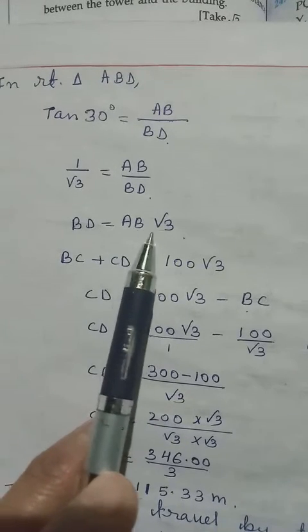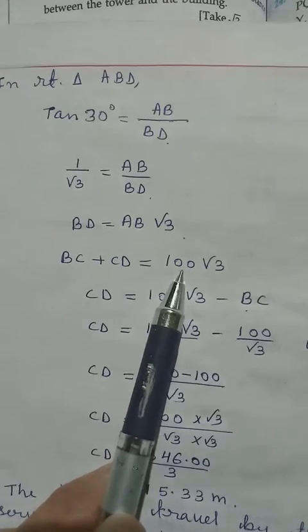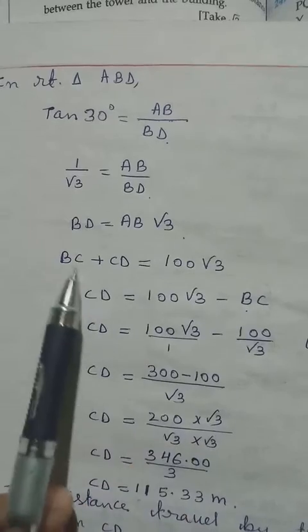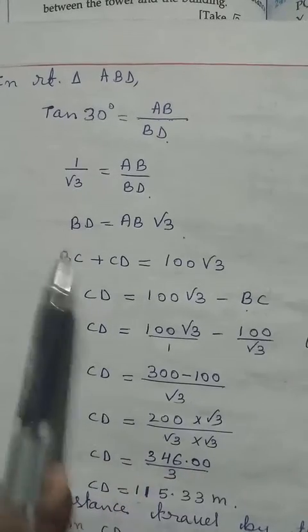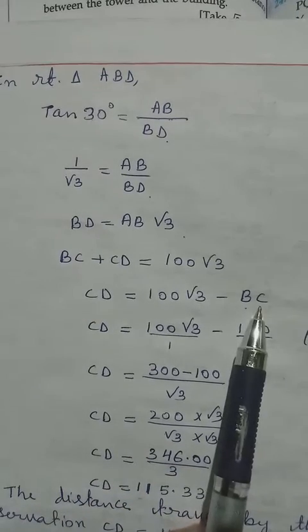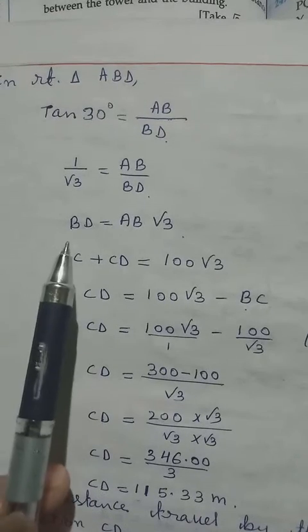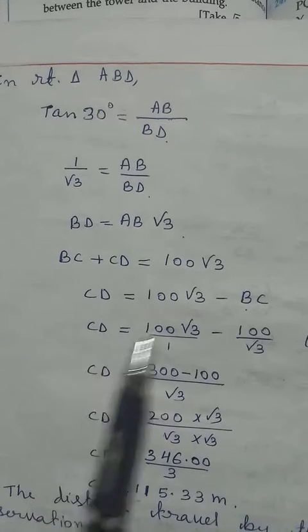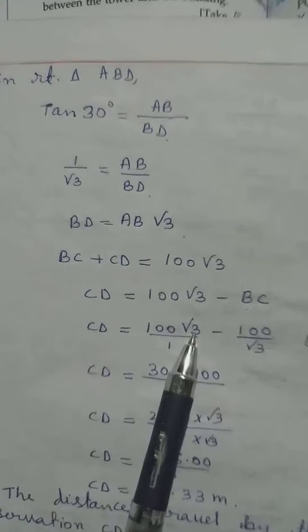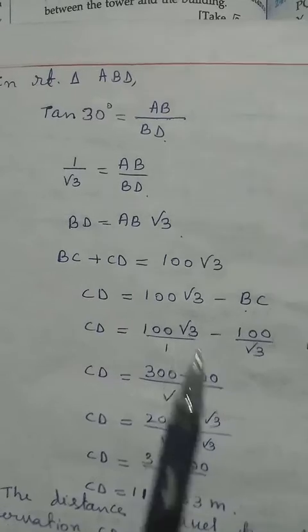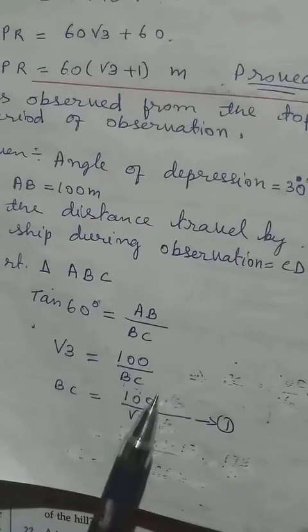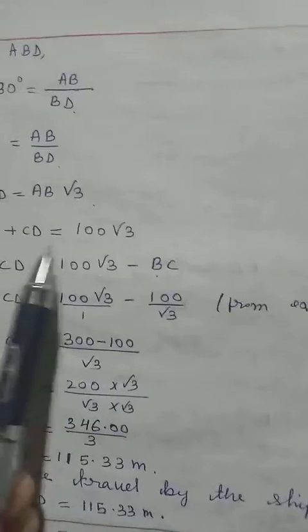Then AB we already have the value as 100. So it will be root 3. So then BC we can take to the other side. Here plus, take that side, become minus. Then CD, this one we get 100 root 3. BC we already have from here. BC we have 100 by root 3. So we replace it there.